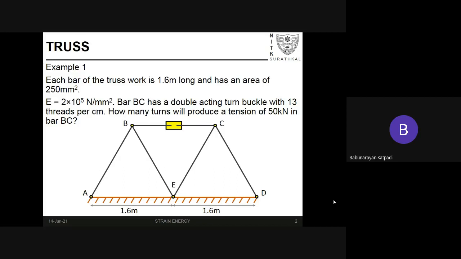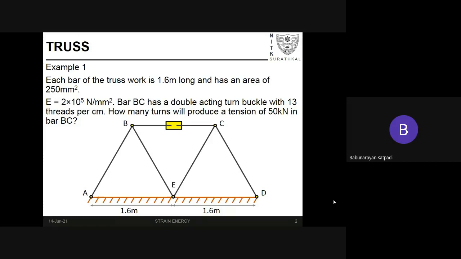The bar BC at the center has a double acting turnbuckle. The turnbuckle is such that there are 13 threads per centimeter, 13 threads per 10 millimeter, or 1.3 threads per millimeter. How many turns will produce a tension of 50 kilonewtons in the bar BC is the question.